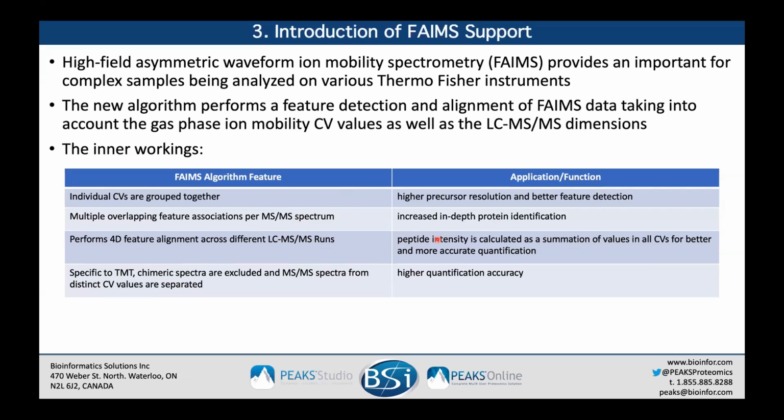And specifically for TMT, because FAIMS should theoretically reduce the number of chimeric spectra, we can actually exclude these from the MSMS when we have distinct CV values, which can be separated out. And so this leads to better TMT quantification.